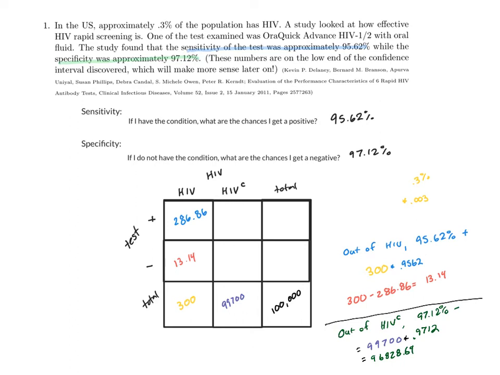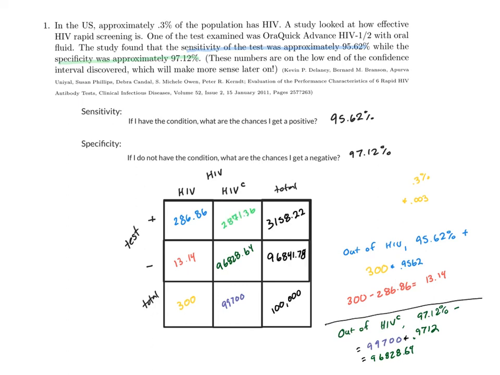So, having this number right here, I need to think really hard about what this is actually telling me. It's saying that out of the 99,700 people who don't have HIV, this is the number who are going to get a negative, because that's what specificity measures. So I'm going to go ahead and come up here and add this into the HIV complement negative cell. To get my remaining cells here, I can go ahead and use the additive properties of a contingency table. That is, I know this column has to add to 99,700. I know the rows have to add across. So go ahead, pause the video, and fill them in.